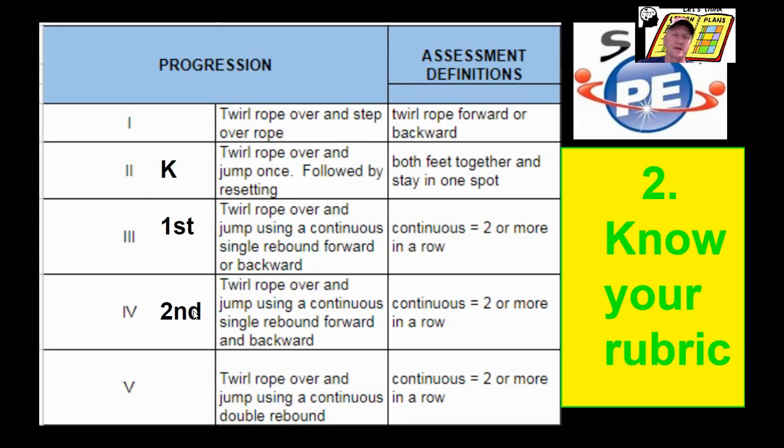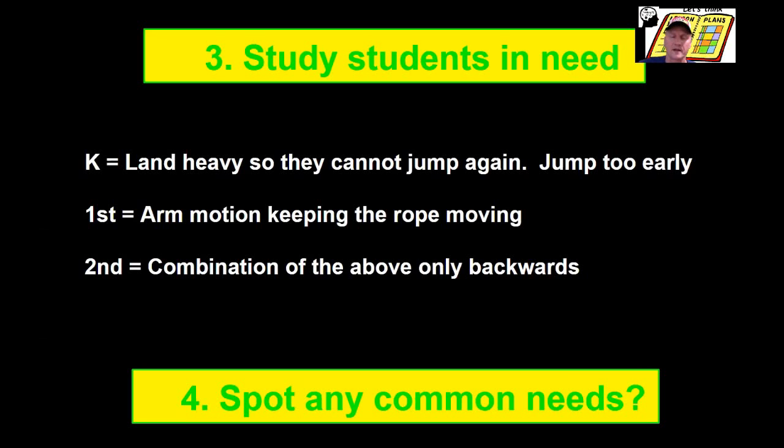And so I take that rubric, and then I went and studied my students, took a look at video, and had them in class. And what I found out was, kindergartners, this is just what I found out, I don't need to spend a lot of time going over this, but they land heavy, and so they have a hard time jumping again. So I need to come up with some drills that make them lighter on their feet and able to jump several times in a row, using their calf muscles instead of their big thigh muscles in jumping, being light instead of heavy. First graders, it's the arm motion, and second graders, it's having to do it backwards. So take that, study the students, then look for common needs.